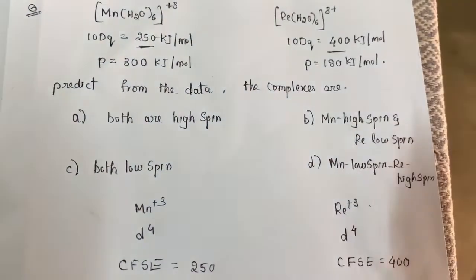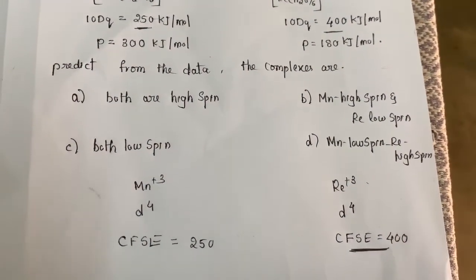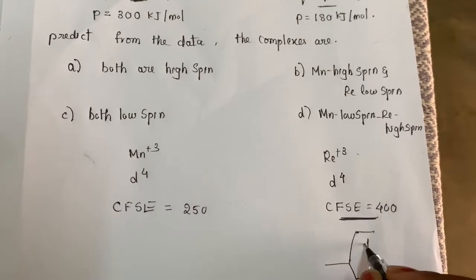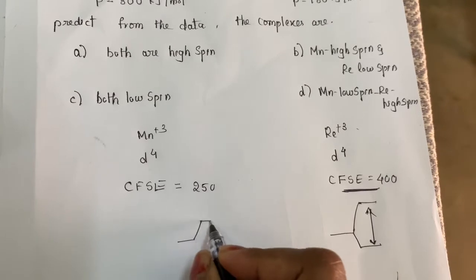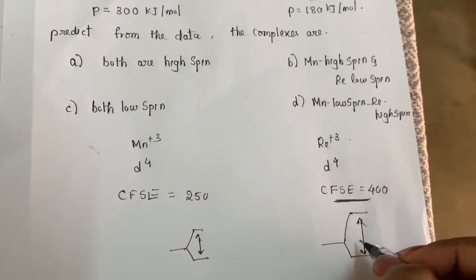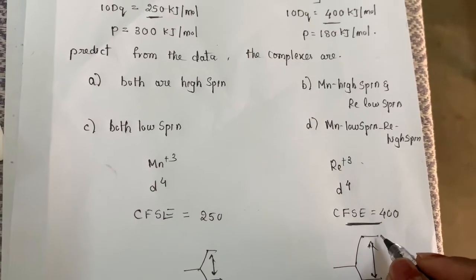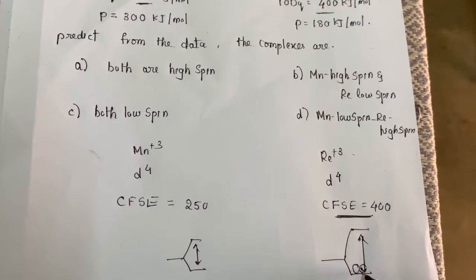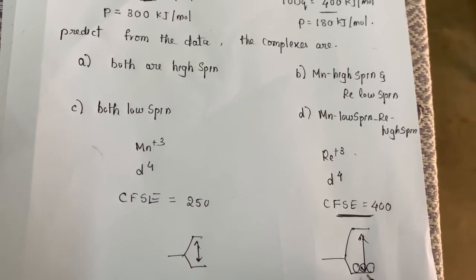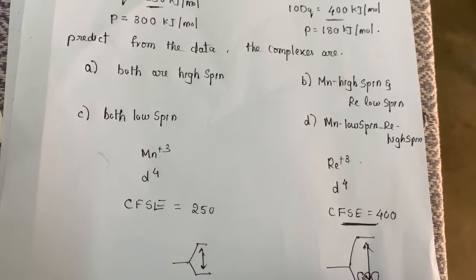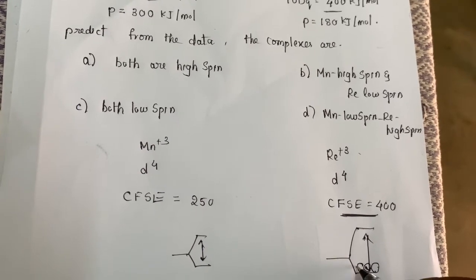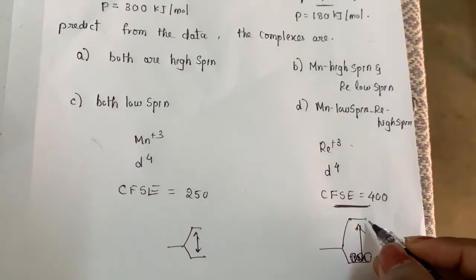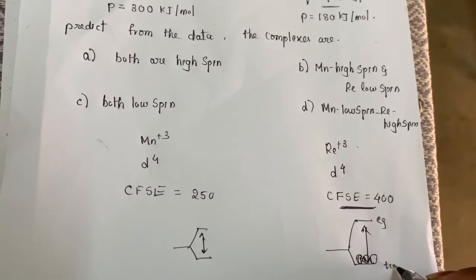Which has the greater CFSE? Rhenium. That means the difference between t2g and eg is very high in the case of rhenium compared to manganese. So automatically the pairing energy is very low here, and you could see the pairing energy given is very low compared to the CFSE. So the electrons try to enter and get paired up here itself: 1, 2, 3, 4. As the gap is very high, the electron cannot jump from the t2g to the eg level.